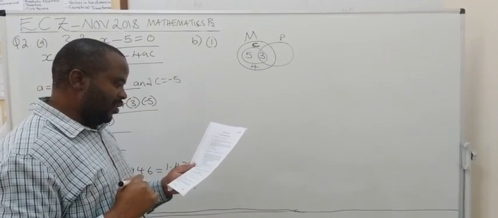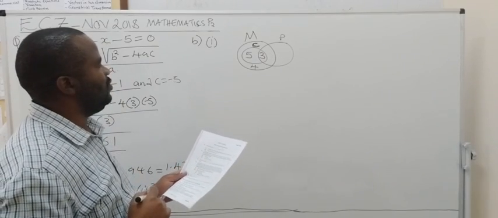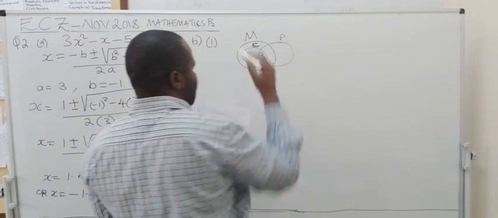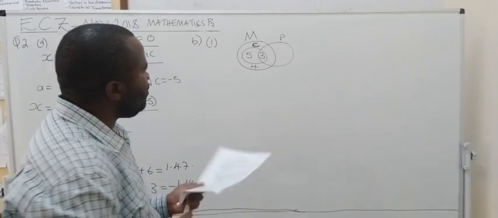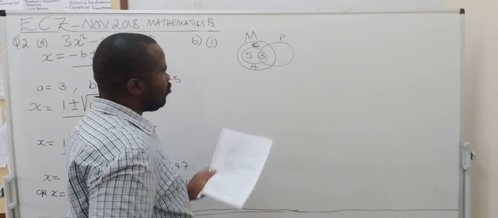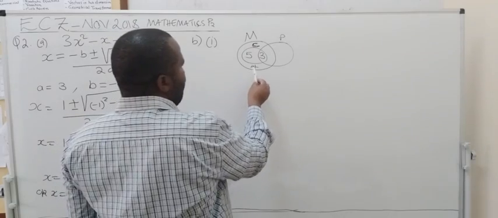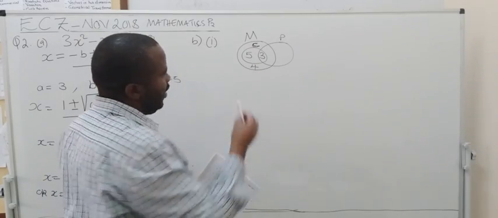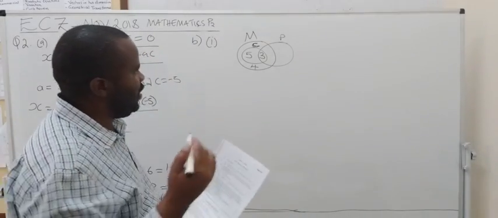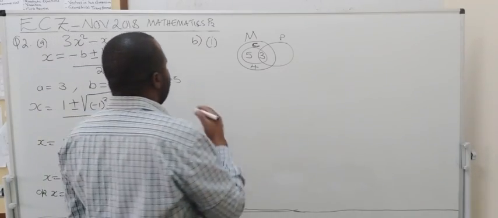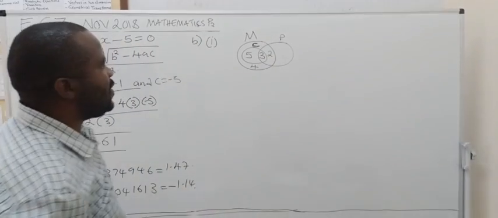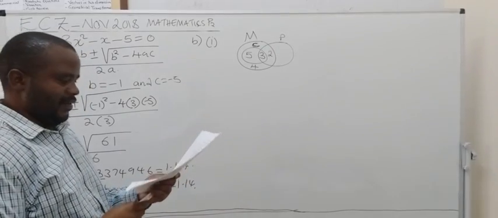And 14 students study mathematics. 14 students study what? Mathematics. So what are they saying? Simply means that when you add everything in here, you must get 14. Now, 5 plus 4 is 9. 9 plus 3 is 12. But our interest is to get the total, which is what? 14. So you're going to say 14 minus 12. What do we get? 2. So the 2 will be here.